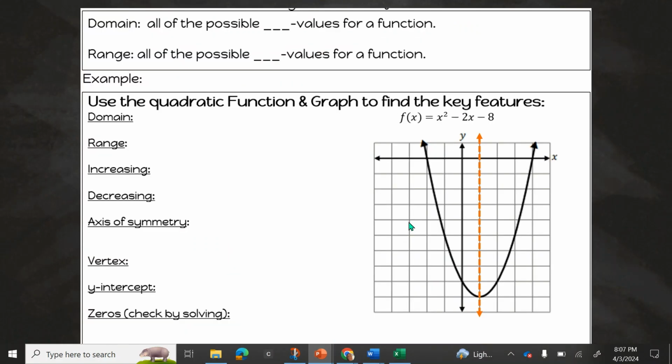And now we're going to practice identifying those key parts when we're given an equation and the graph. Often you're only given the graph or the equation, but in these first few examples, just as we're getting used to it, I'm going to give you both.